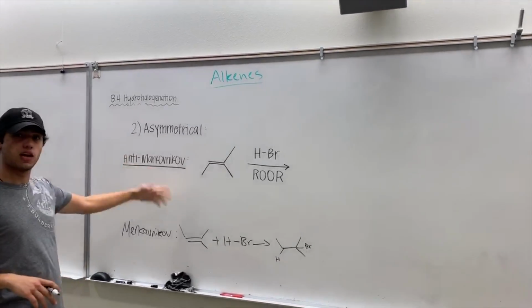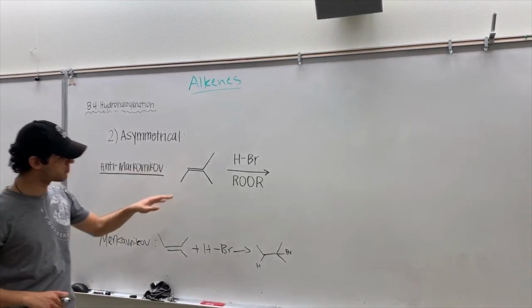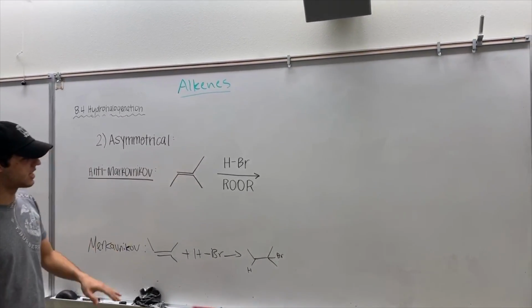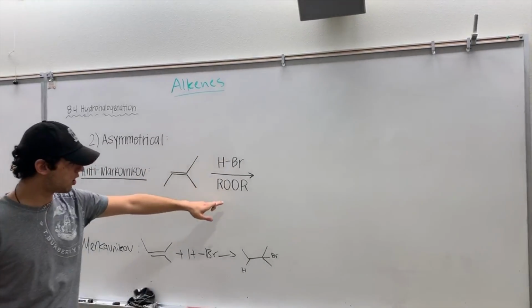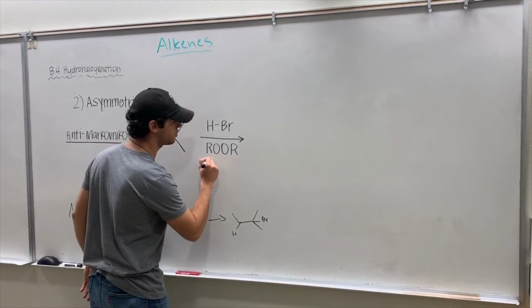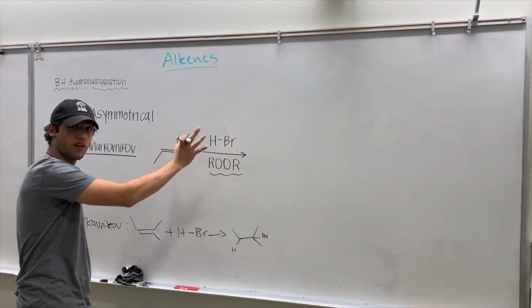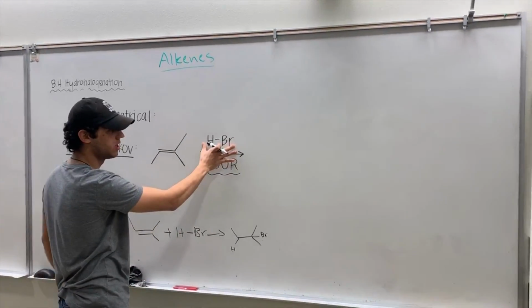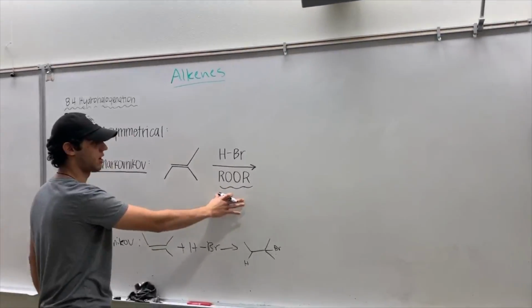So for the anti-Markovnikov, for the also asymmetrical alkene. Here's my asymmetrical alkene, and I have this reagent, HBr, and I have peroxide. ROOR is peroxide. And you can tell it's anti-Markovnikov because of this reagent. Remember, if it was HBr by itself, it would have given you Markovnikov addition, but now HBr as the first reagent together with peroxide would give you anti-Markovnikov.